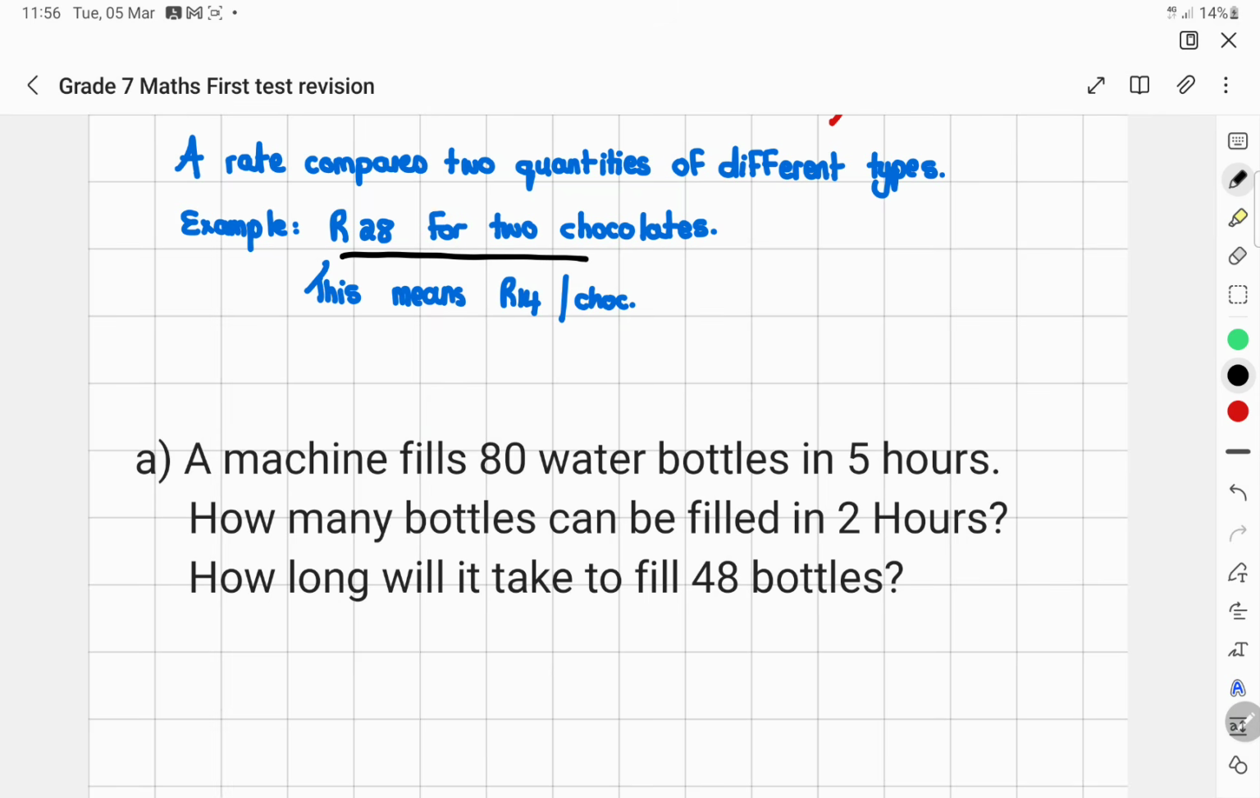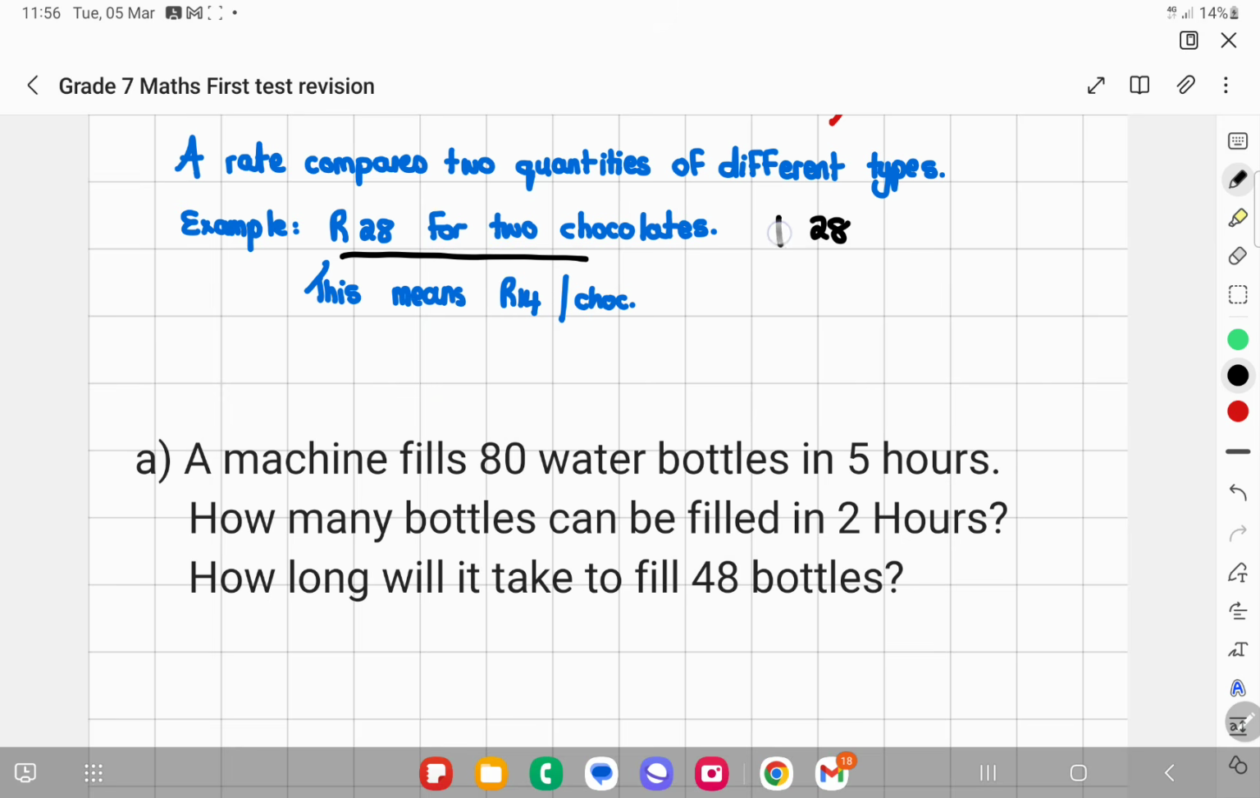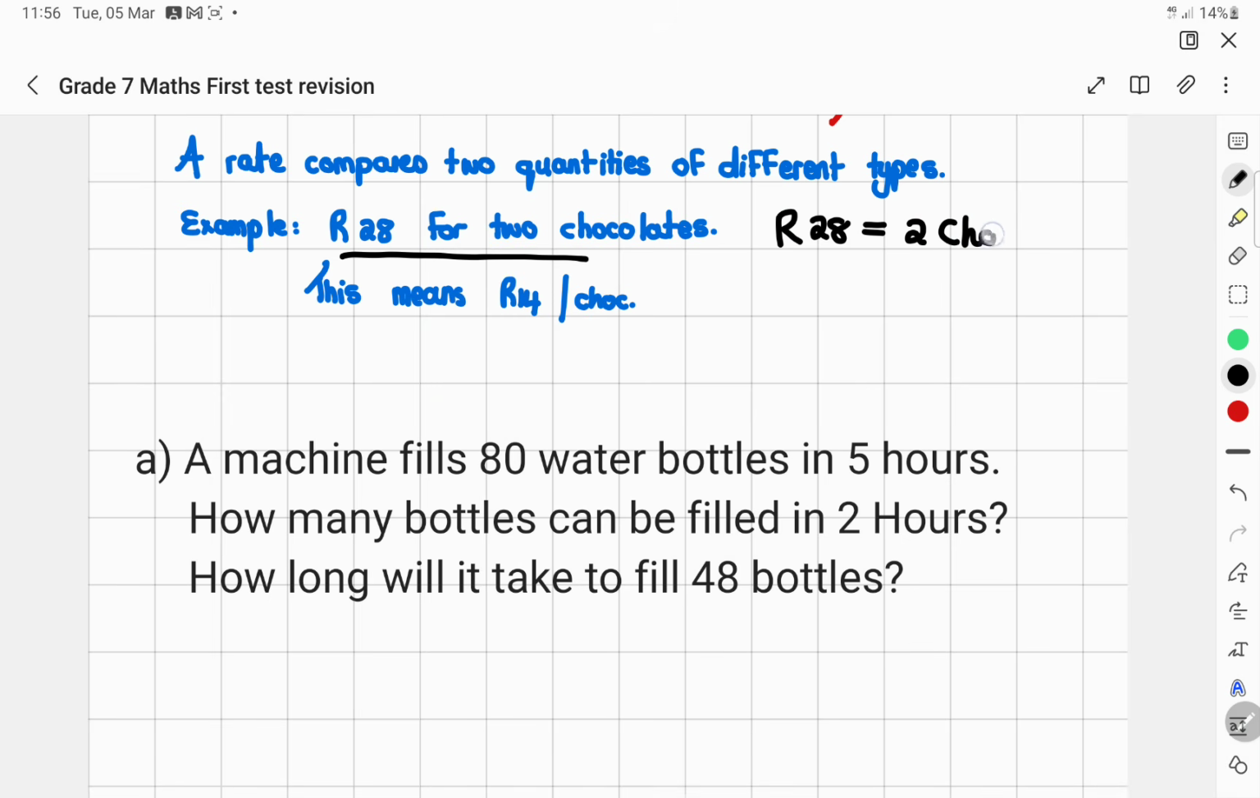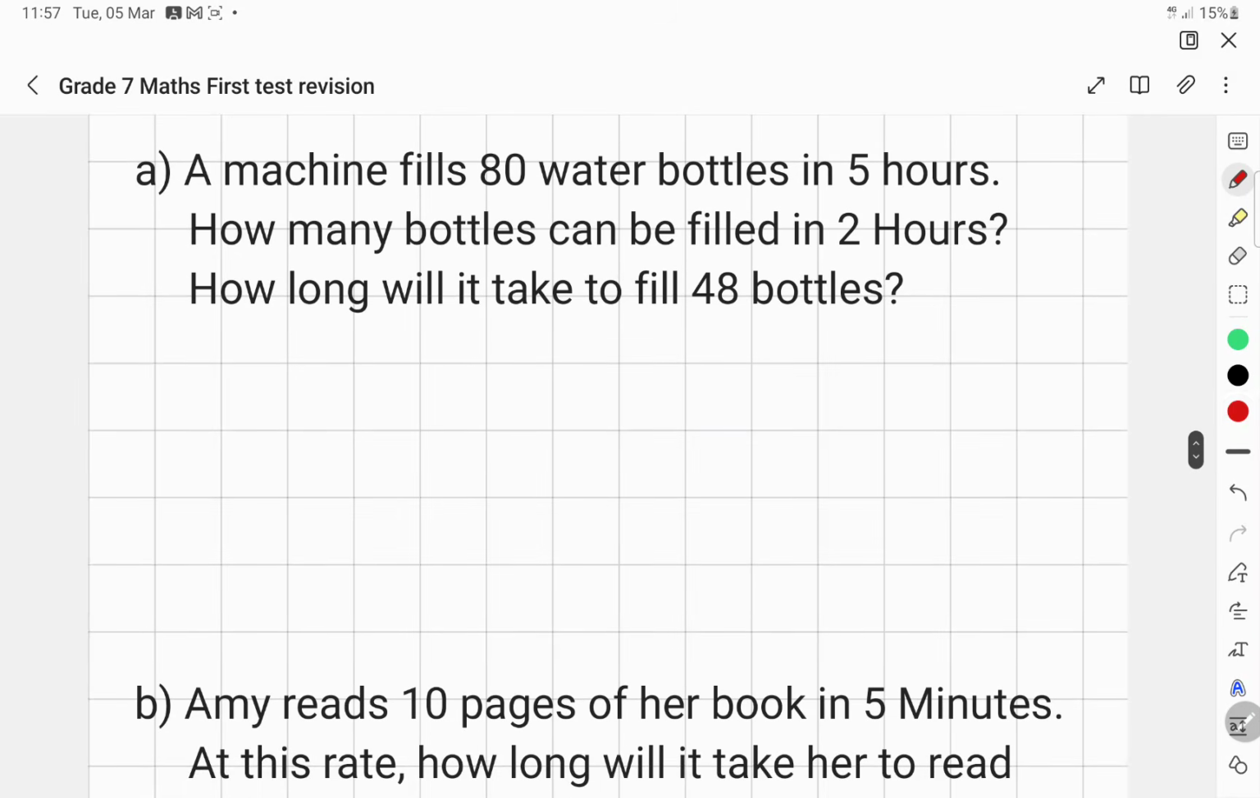So I hope common sense will say, well, if 28 Rand is equal to 2 chocolates, we want to find 1 chocolate, you have to say, well, 28 divided by 2 gives you 14 Rand per chocolate. That can also be written as 14 Rand per chocolate. So whenever you see a stripe like that, it means per 1 chocolate. Okay, let's quickly have a look at these sums that are found in your textbook.